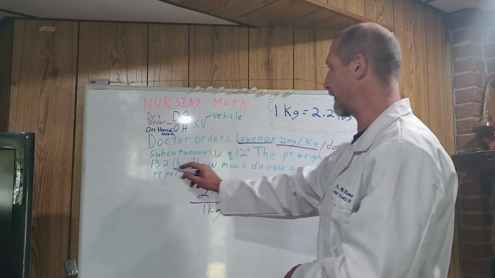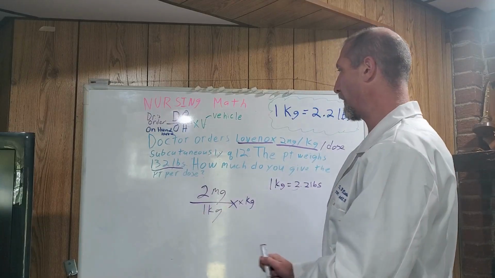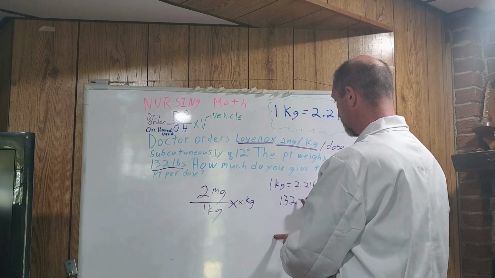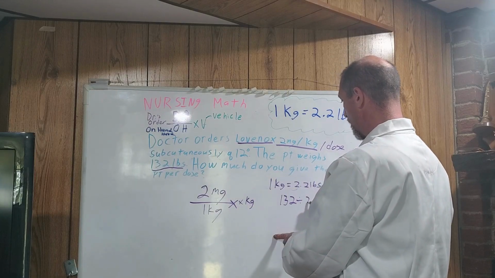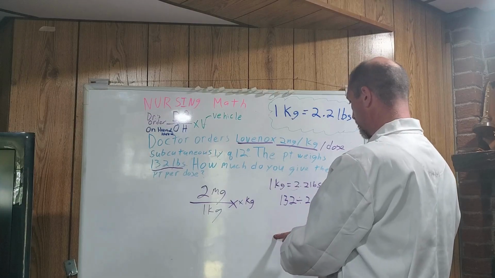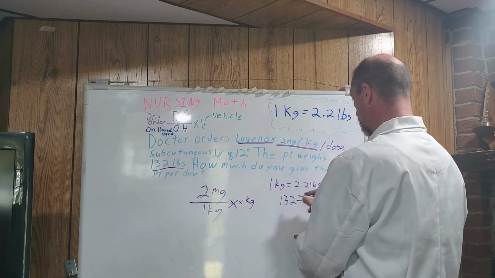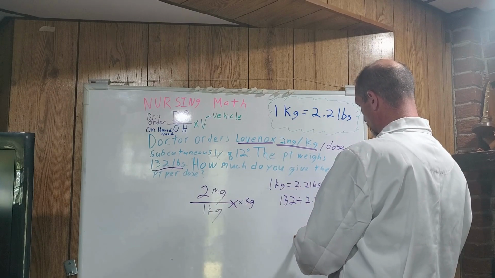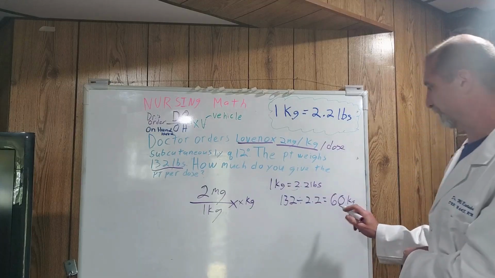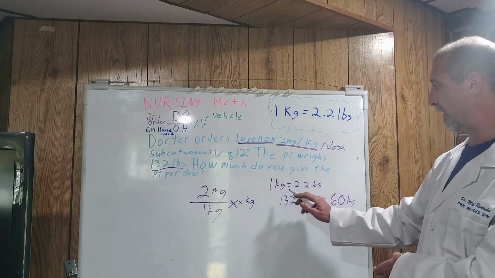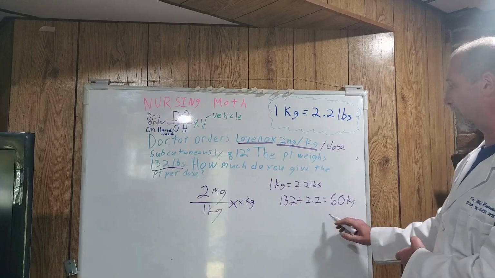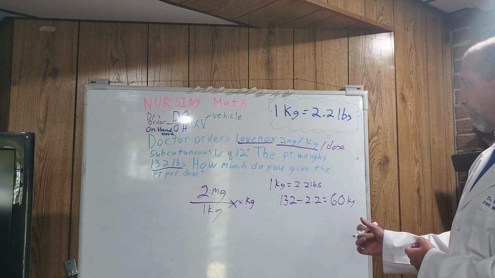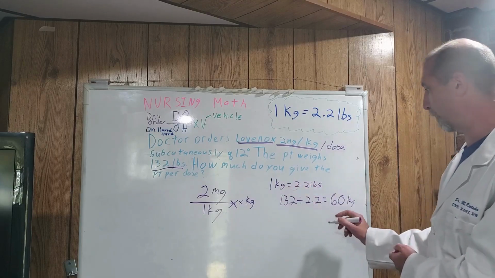In this case, our patient weighs 132 pounds. So we're going to take our 132 and divide that by 2.2, and that's going to give us 60 kilograms. So our patient's weight of 132 pounds converted into kilograms is 60 kilograms. Now all we have to do is plug that into our formula.